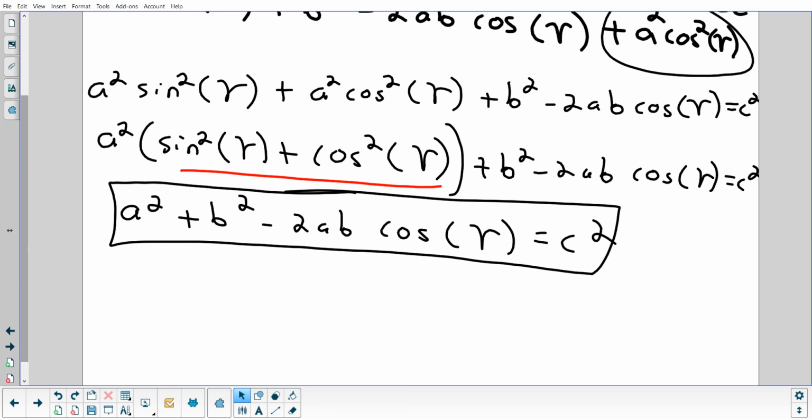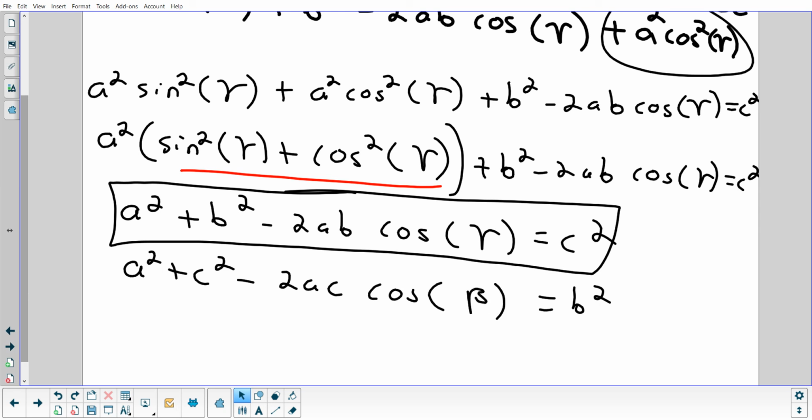So let's see if we can do it for b squared. What do you think the 2 letters I would put here are if I start with b squared? Yep. So a squared plus c squared minus what would come next? Yep. Minus 2ac cosine beta. 2ac cosine of the angle across from the letter you started with. It's not a different formula, it's the same formula, you're just starting with a different letter.